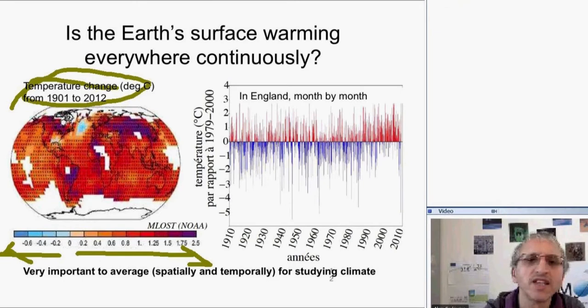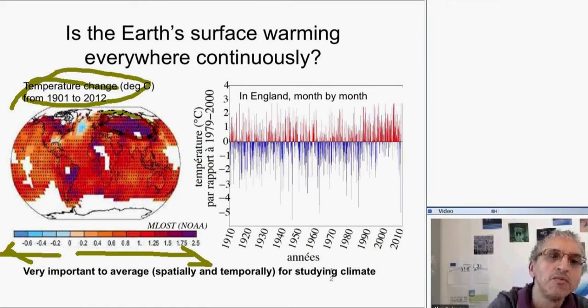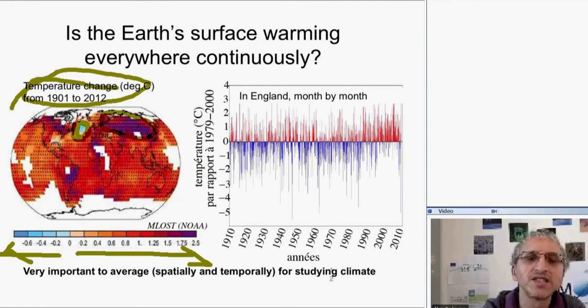So the first thing that you can notice is that most of the Earth's surface has been warming, okay? It's almost everywhere. And some areas have been warming faster, typically here in Asia or in the Arctic. But also there have been small areas that have been cooling here, okay? So it means that when we say that it's global warming, it's not warming everywhere, okay? But globally, when you average on a global scale, it's warming, okay?